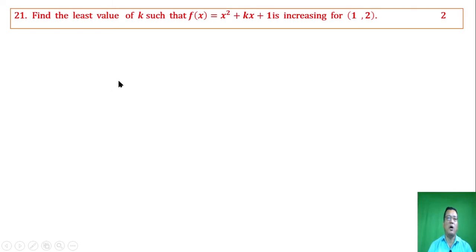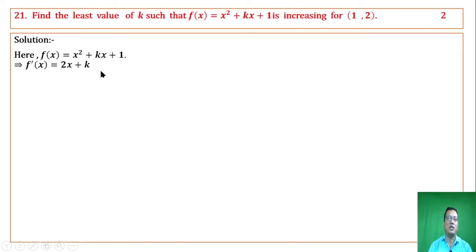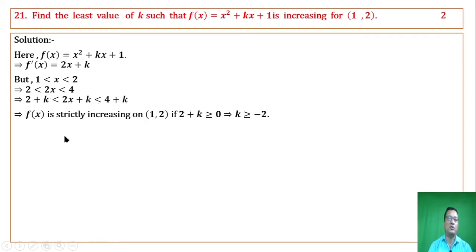21. Find the least value of k such that this function is increasing on the open interval 1 to 2, 2 marks. Here f of x is equal to this, whose derivative is this. But x should be lying between 1 and 2. Multiplying in the terms, we have this, and this, which shows that f of x is strictly increasing on the open interval 1 to 2 if 2 plus k should be greater than or equal to 0. Therefore 2 plus k should be greater than or equal to minus 2. Therefore 2 plus k equal to 0 gives k equal to minus 2. The least value of k is minus 2.